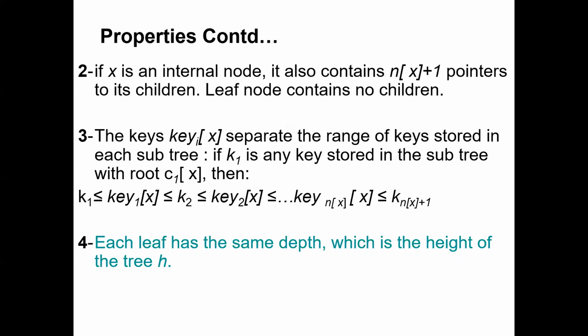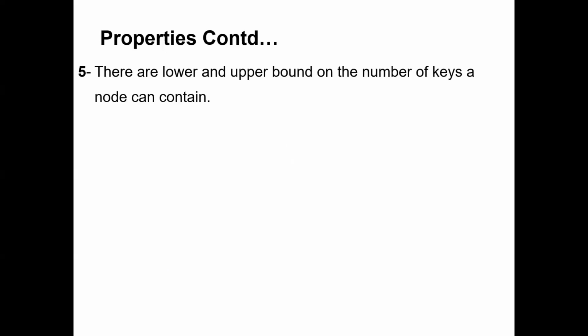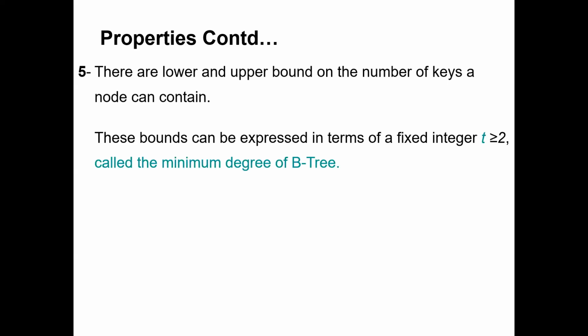Finally, as these are balanced trees, each leaf has the same depth, which is the height of the B tree. Then there are lower and upper bounds on the number of keys a node can contain. These bounds can be expressed in terms of a fixed integer t greater than or equal to 2, called the minimum degree of a B tree. Always remember that the minimum degree of a B tree is t, and it should be at least 2. Why can't t be 1? Think for yourself: what if you set t equal to 1?